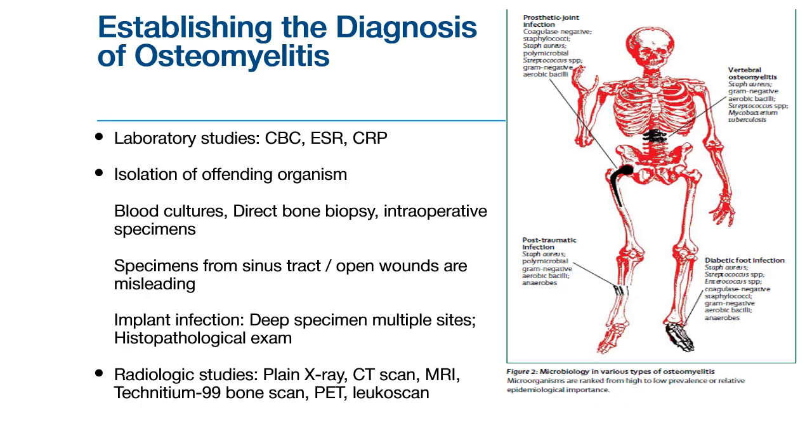Radiological studies that are helpful. Plain X-ray may show osteomyelitis after 10 days, 2 weeks. CT scan is more sensitive. MRI, technetium bone scan, PET scan, and leucoscan. All of these radiological studies can be used to prove the diagnosis of osteomyelitis.